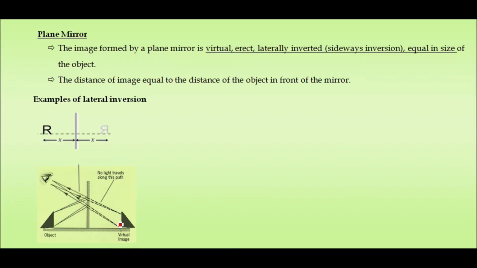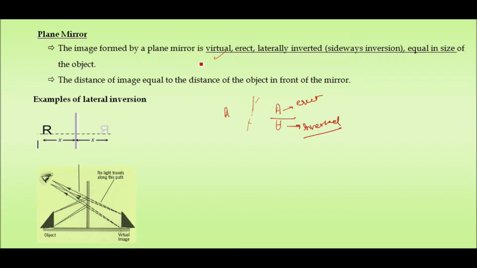So light ray actually seems to be diverging from this image, and because of this the image is a virtual image. We have already learned that if the light ray converges at any point, then it is called a real image, and if the light ray seems to diverge from that point, then it is called a virtual image. So the image formed by plane mirror is a virtual image. It is erect image, it is not inverted. So if I say the image of A in the plane mirror, then we see the image in this way. If the image will be inverted, then the image of it will be like that. So this is the difference between erect image and inverted image.